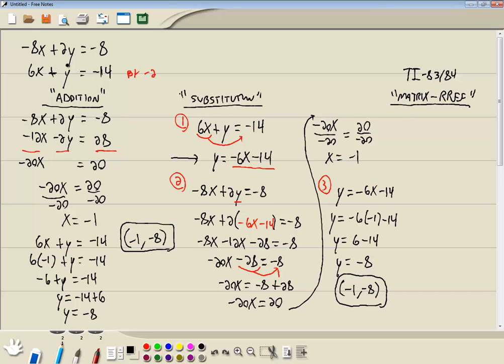Now we want to write down the matrix that goes along with it. And our first step for solving it with matrices is to make sure all of your variable terms are on one side, your numbers are on the right side. Okay, so we got everything with an x here, y here, numbers over here. And specifically, the columns are lined up. The x's are lined up, the y's are lined up, and the numbers are lined up. We write down the matrix that goes along with that. We got negative 8, 2, negative 8, 6, 1, and negative 14. So let's go ahead and put that into our calculator.